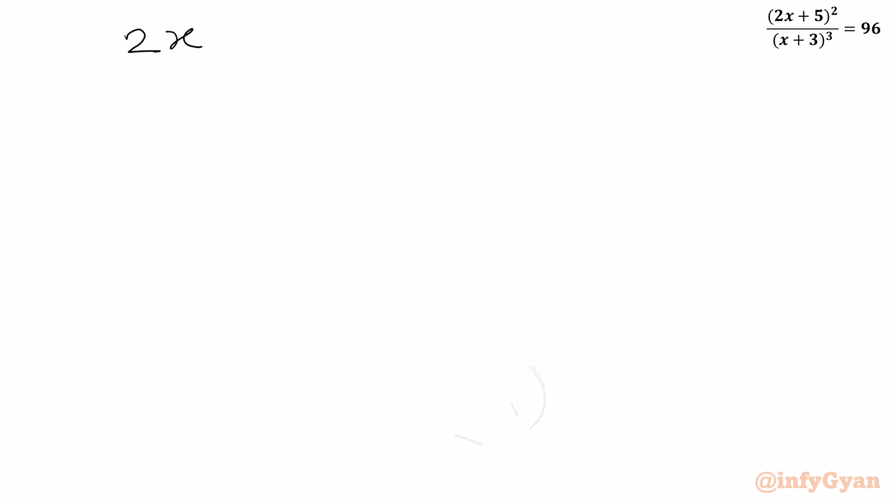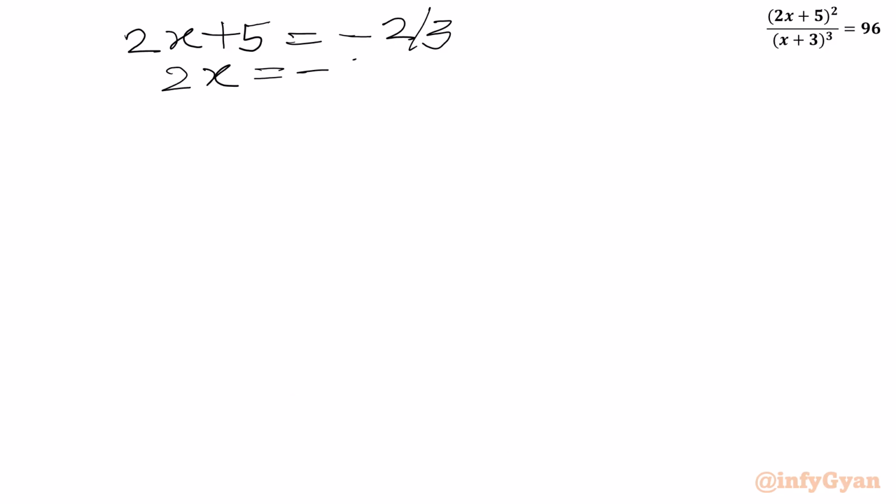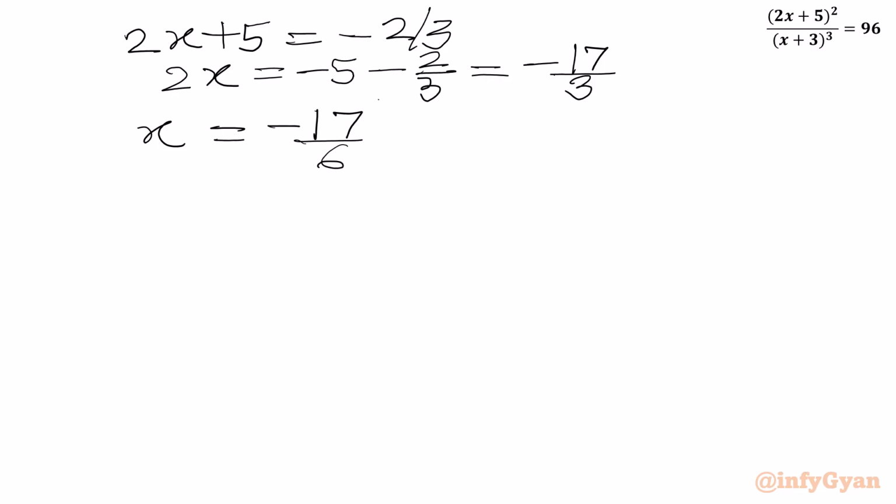So 2x plus 5 equal to minus 2 over 3. So 2x will be minus 5 minus 2 over 3, which will give us minus 17 over 3. Minus 15 minus 2, minus 17 over 3. Now we will divide both sides by 2. We will get our final answer x equal to minus 17 over 6.